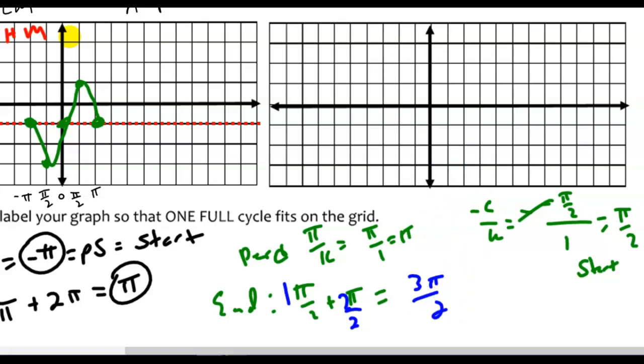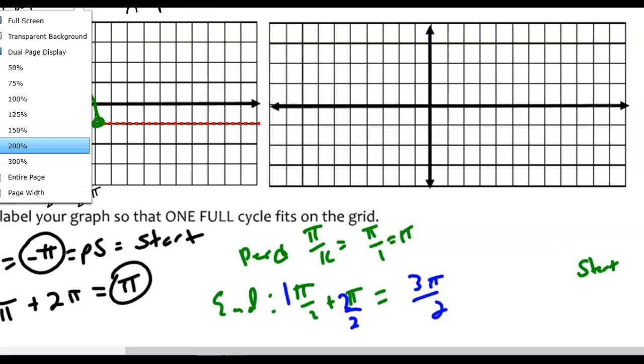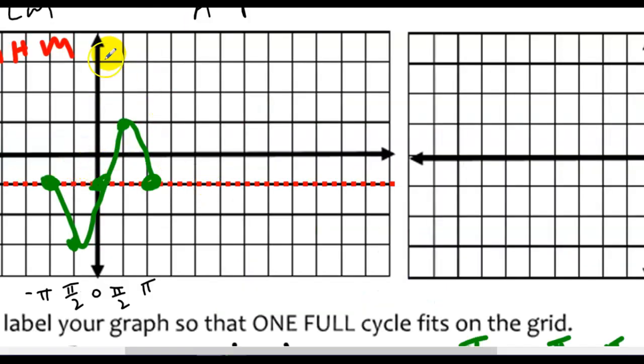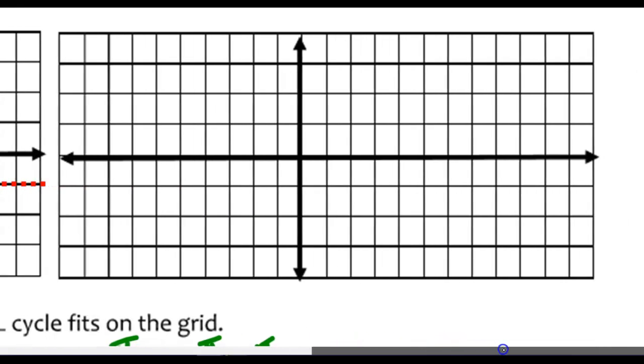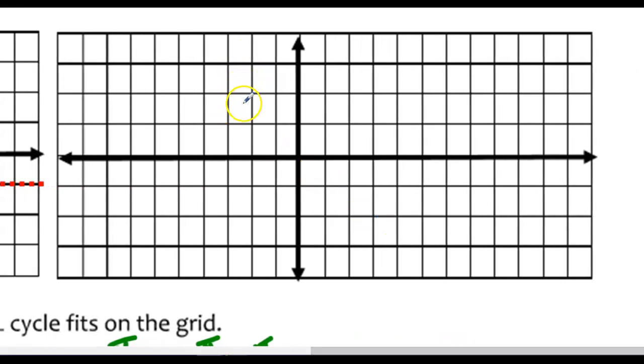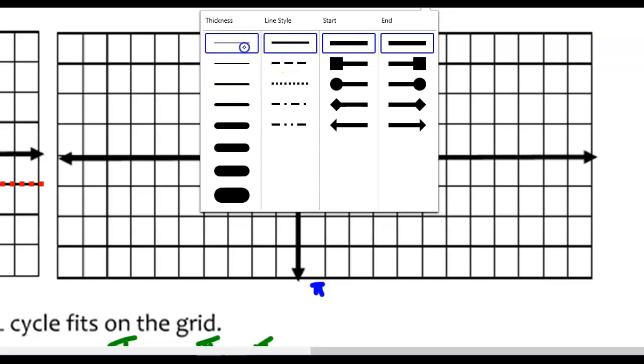So let me label this graph, all right? Let me zoom in and label that for you. So we have pi over 2. Let me make this line thinner.